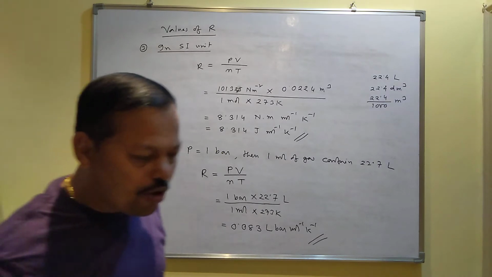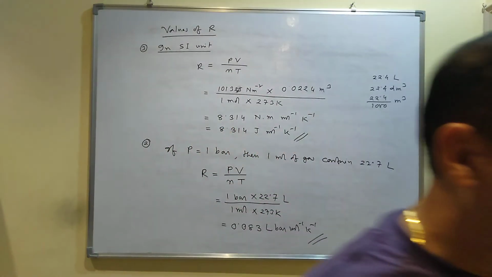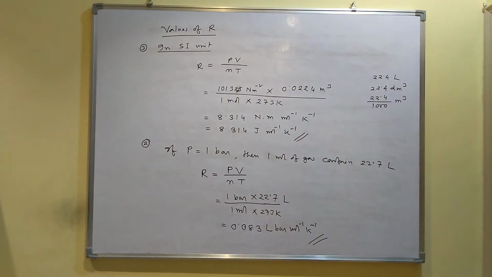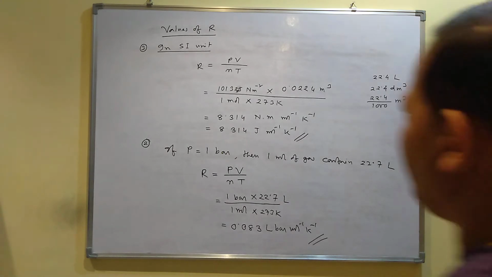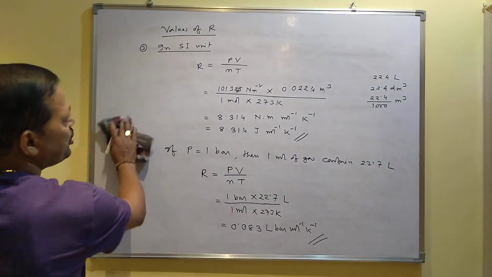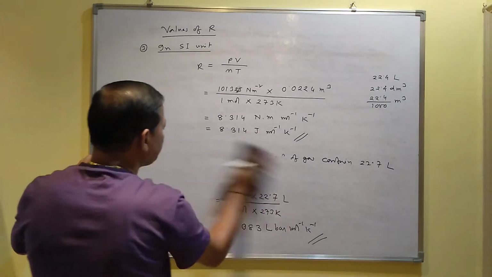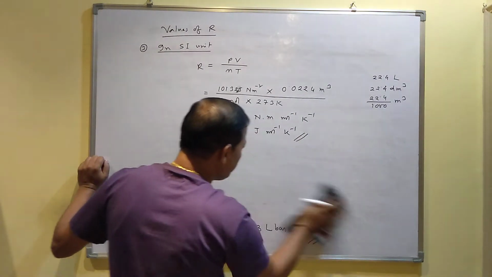One is 0.0821 liter atmosphere per mole per Kelvin in terms of atmosphere unit, and one is 0.083 liter bar per mole per Kelvin in terms of bar, and the SI value of R is 8.314. So these are the values of R. All these three values you have to learn and you have to apply it in your numerical.